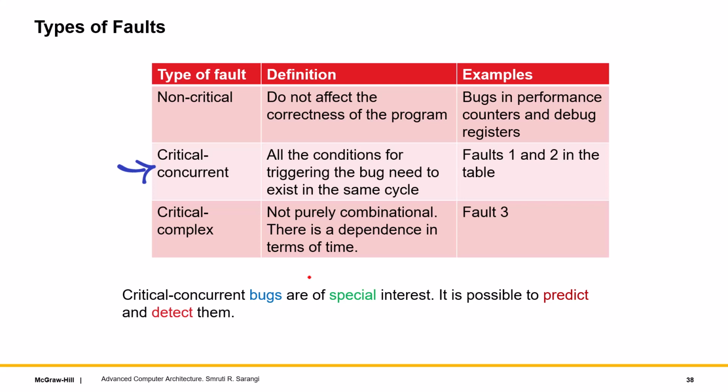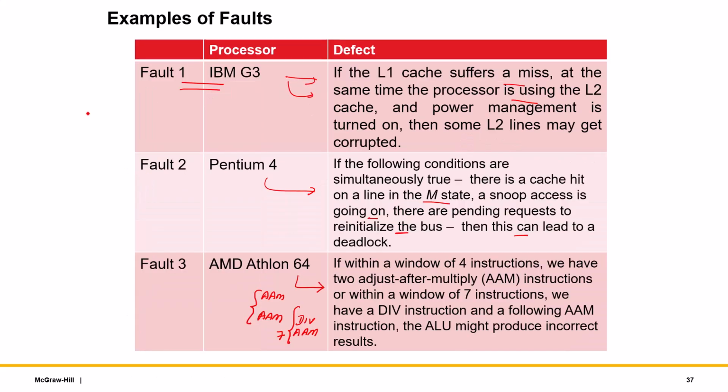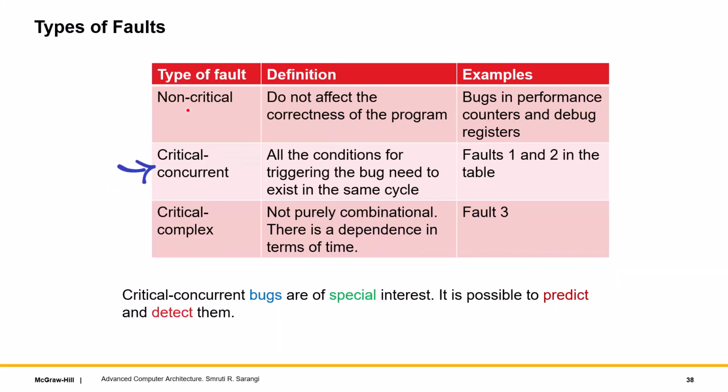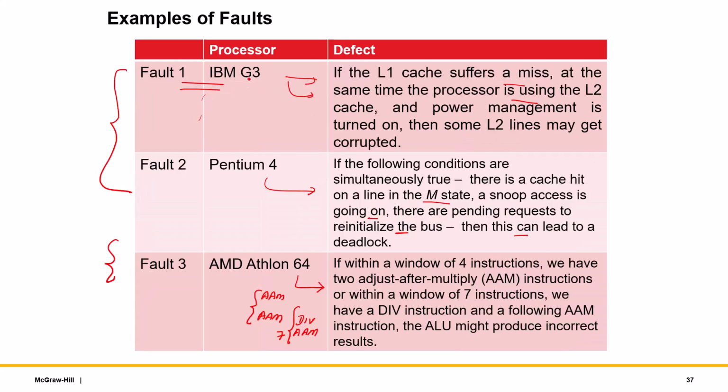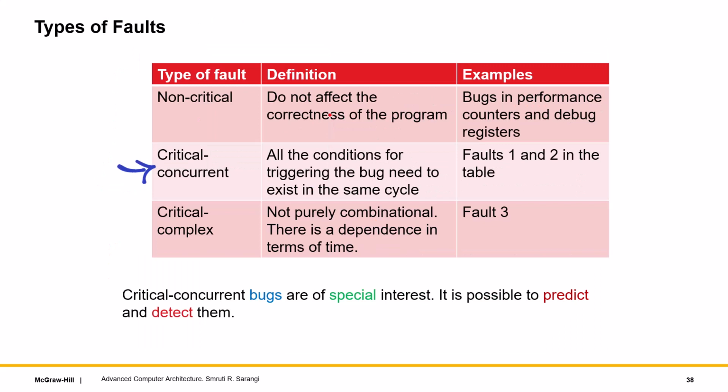Types of faults, well, we have discussed two variants actually without knowing that they were variants, but we'll come back to this. So let me go to the next slide. So one is non-critical, which means they don't affect the correctness of the program. This would be issues in performance counters, debug registers, and so on. So if something is happening, we don't care that much. The other is critical concurrent. So critical concurrent would basically be the first group, where yes, the bug is critical, and you want several events or conditions to be true at the same time, same clock cycle, that is critical concurrent. That would be faults 1 and 2.